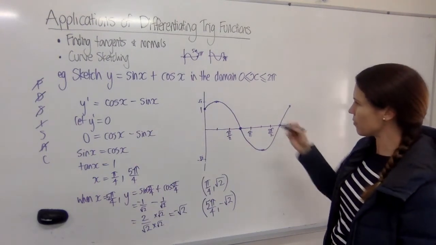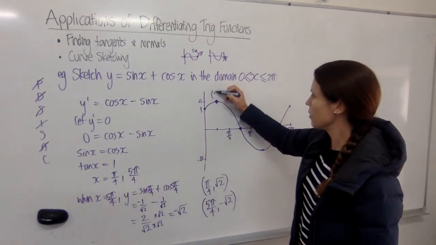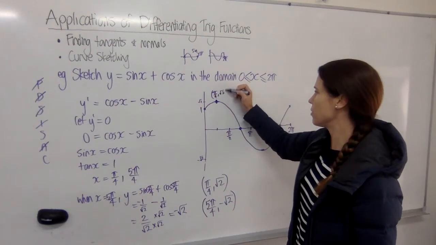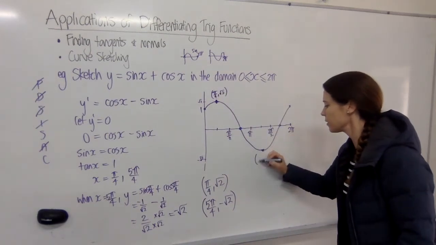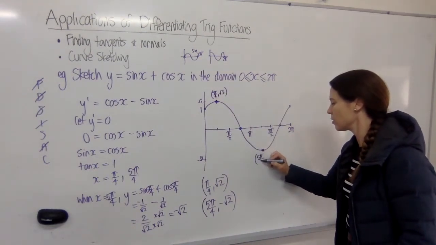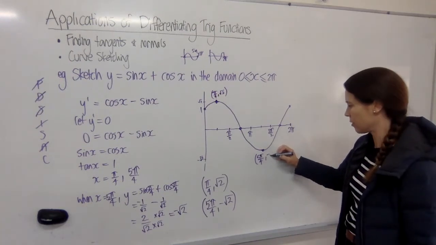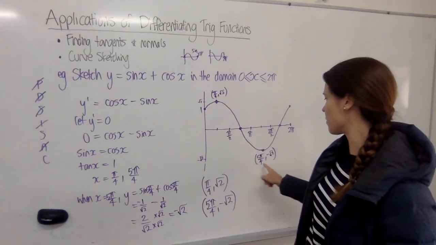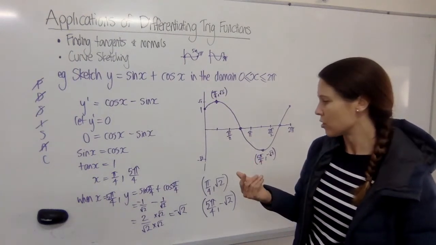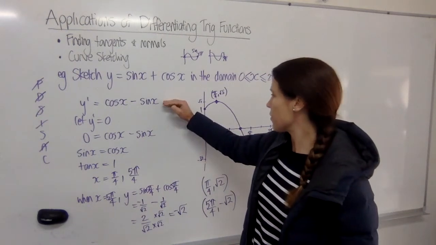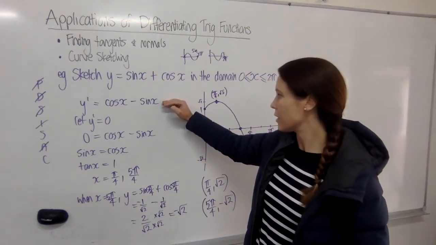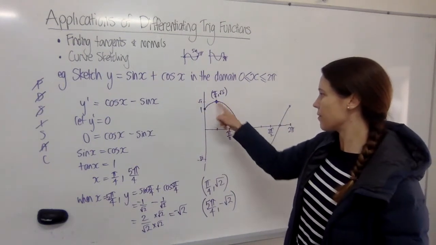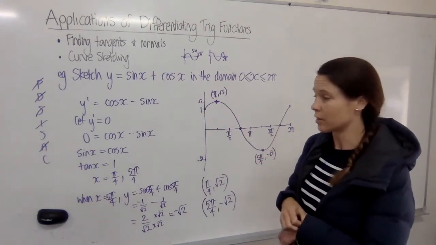Okay, and that's what I've got. I can label this point, pi on 4 root 2, and this point here, 5 pi on 4 minus root 2. Now, let's get to actually proving that this is a maximum and this is a minimum. Two ways we can do it. We've got our first derivative, so we could just check what the gradient is on either side of these, and perhaps that's the simplest thing to do.